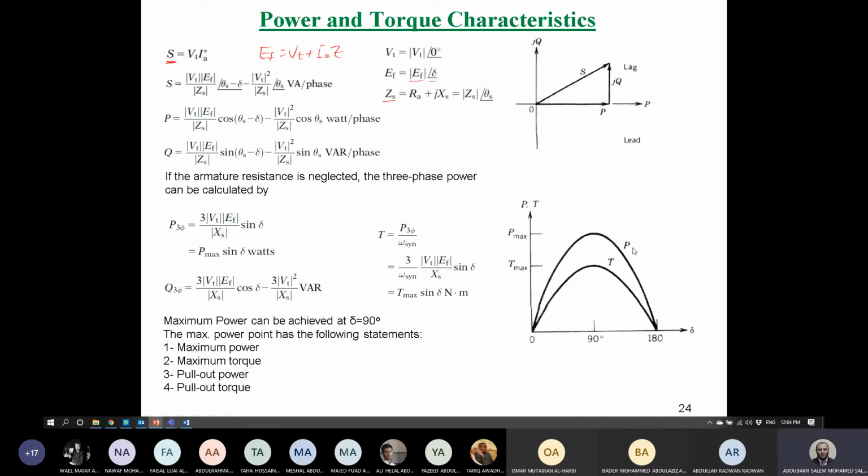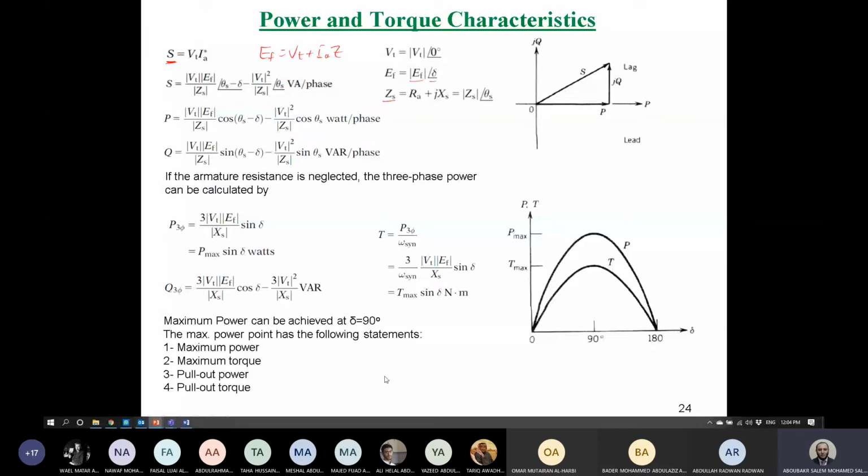again, the torque equals power over speed. So we can say now torque equals P three-phase over omega. As you can see, شباب, you will find that this is the maximum value of torque multiplied by sine delta. Here as well, this is the maximum value of power multiplied by sine delta. So now we can represent the torque and power as a part of a sine wave like that. However, there is a maximum value for the power. As you can see, maximum power here appeared at 90 degrees, and maximum torque as well.